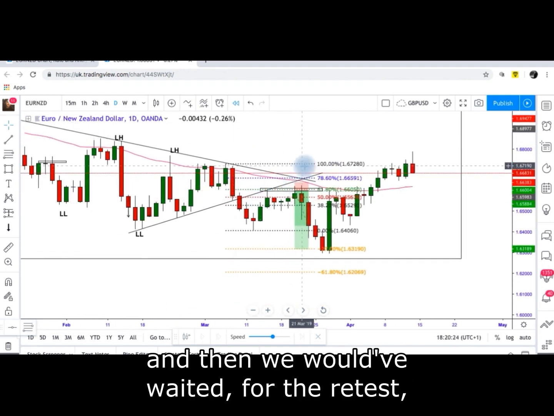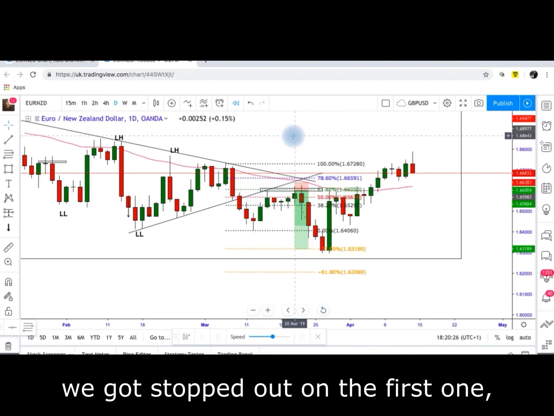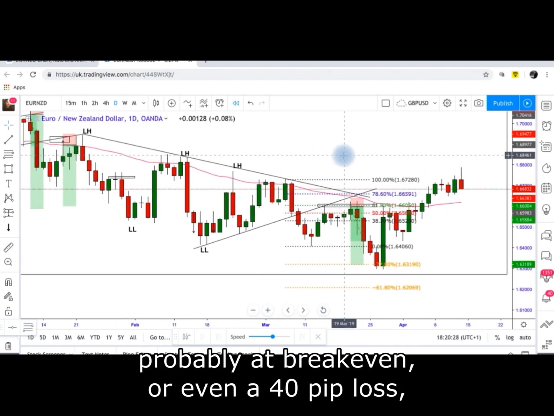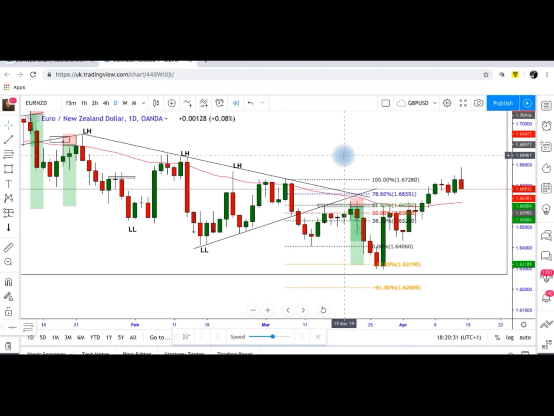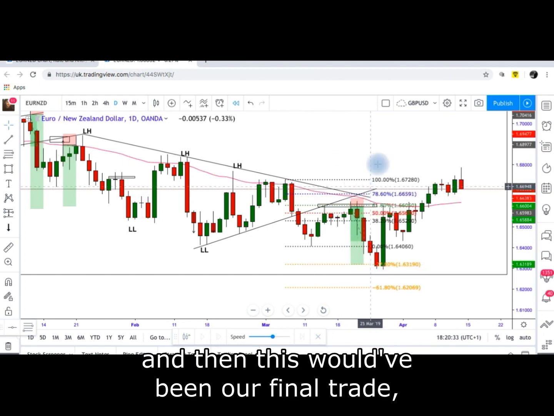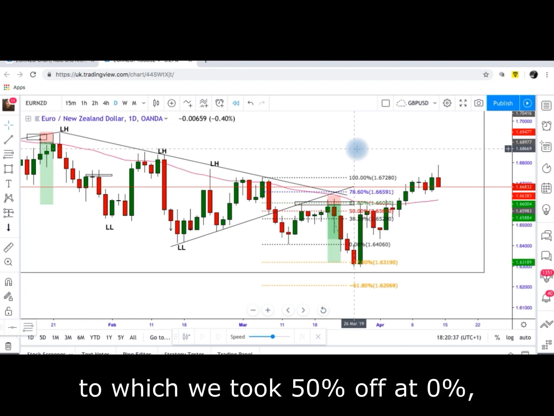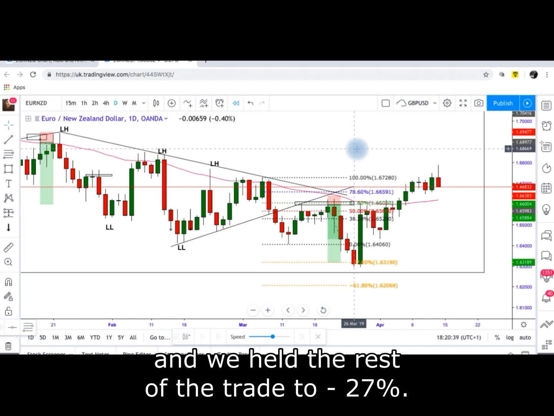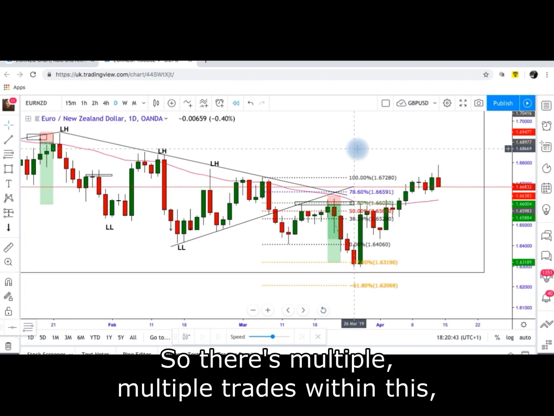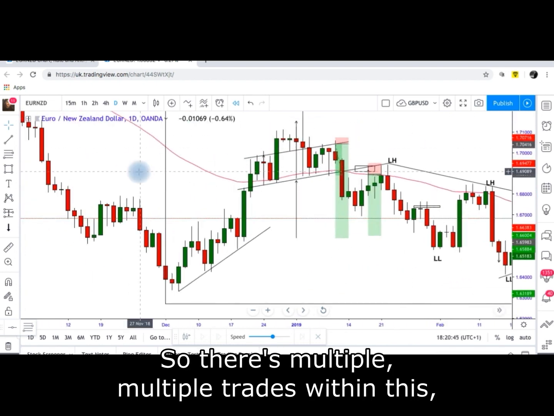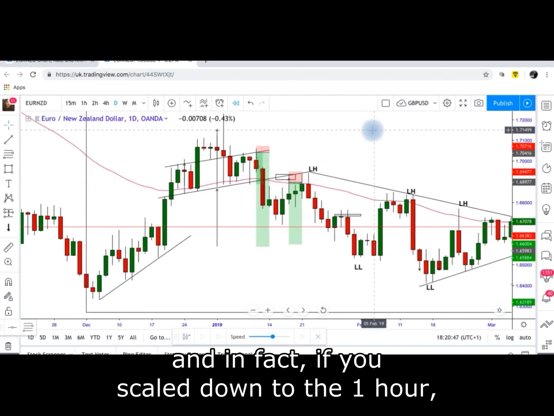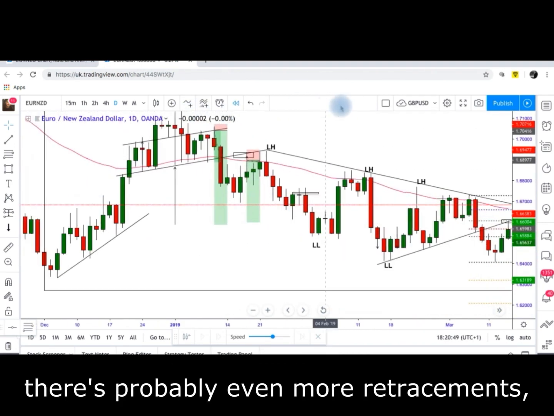And then we would have waited for the retest. We got stopped out the first one, probably at break even, or even a 40 pip loss. And then this would have been our final trade upon a retest and the 61.8 retracement, to which we took 50% off at 0%, and we held the rest of the trade to minus 27%. So there's multiple trades within this. And in fact, if you scale down to the 1 hour, there's probably even more retracements.